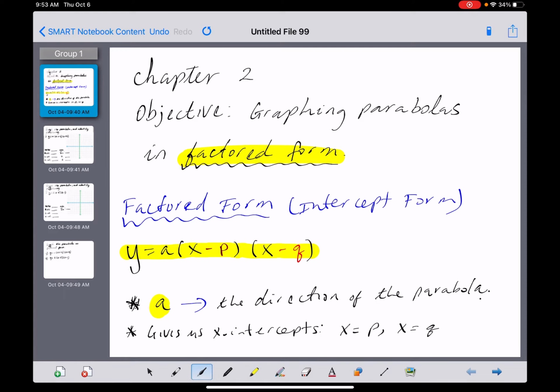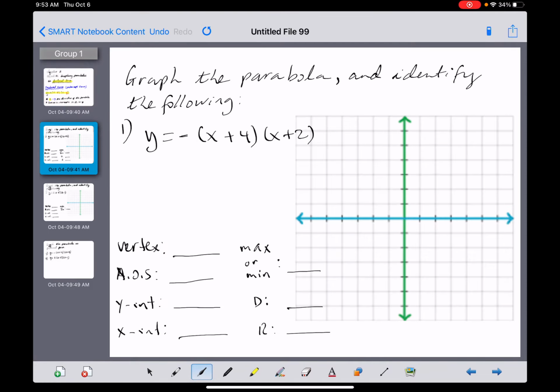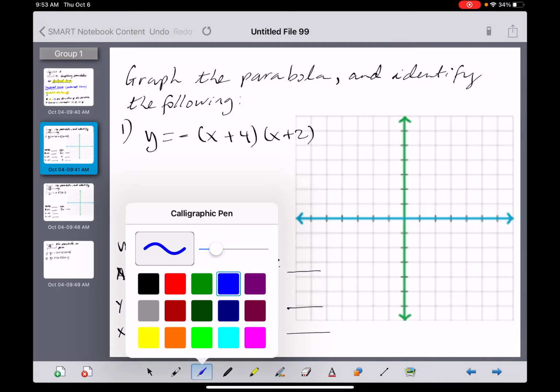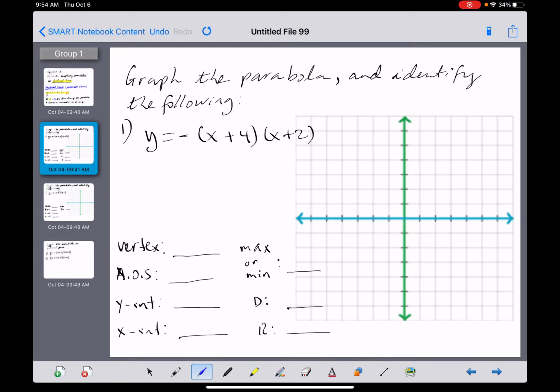Now we are moving on to number 1. Here we have a factor form. Step 1, we identify the x-intercepts right away. To get the x-intercepts, it's always the opposite: you set each factor equal to 0. x plus 4 equals 0, so x equals negative 4. Same thing on the other side, x plus 2 equals 0, x equals negative 2. So my x-intercepts are (negative 4, 0) and (negative 2, 0).